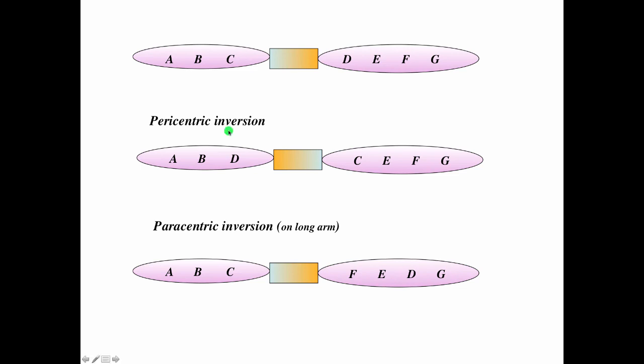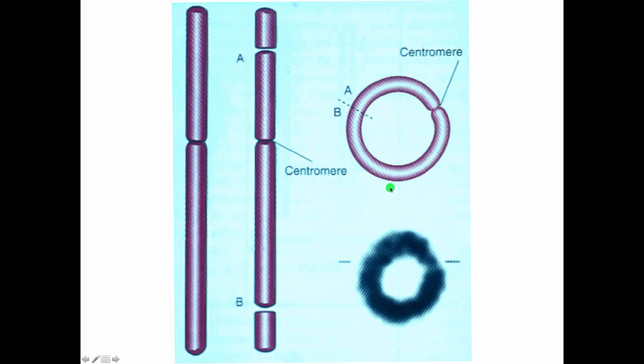Here's an example of a pericentric inversion where the inversion involves the centromere region. Here's an example of a paracentric inversion where the inversion is just on the long arm of the chromosome. Here's an example of a ring chromosome that's formed where the two little pieces are lost and the remaining chromosome forms a ring.